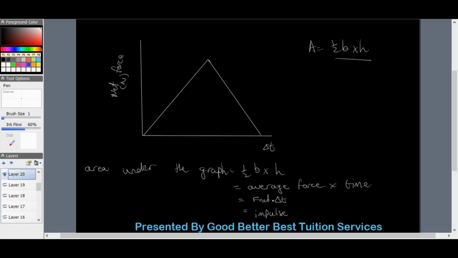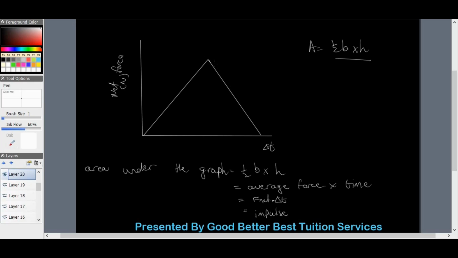What I'm trying to say is, if we're given a graph of net force versus time, all we need to do is find the area underneath that graph. No matter if it's a square shape, rectangular shape, no matter what shape we get, we can perform an area formula. The area underneath a force versus time graph will equal impulse. Nice little hack there for you guys.